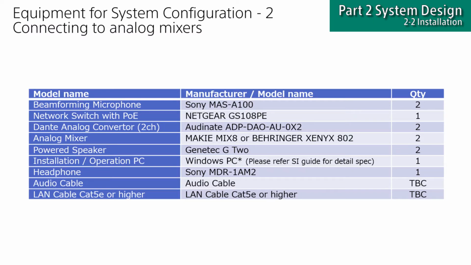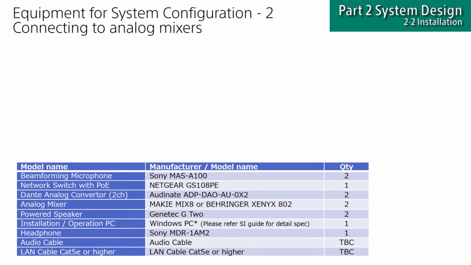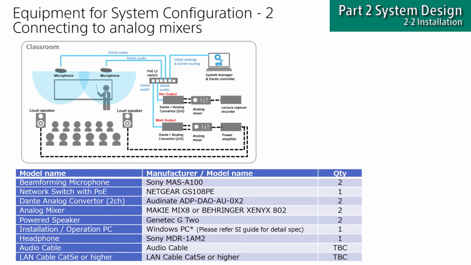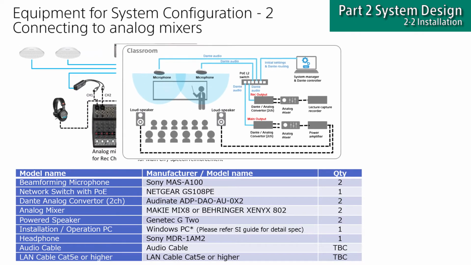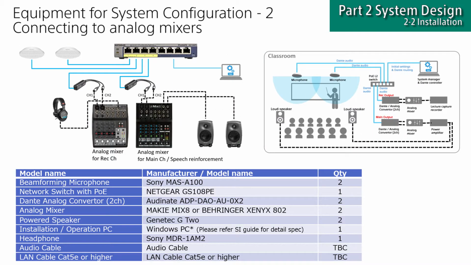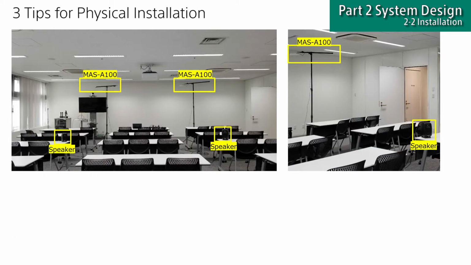This is an example of equipment list for the case of system diagram 2 that I have already shown you. If you are the person to install the beamforming microphone system, you can refer to this diagram for test purposes or demo purposes in advance before the actual installation. This is a picture when we conducted the test installation.